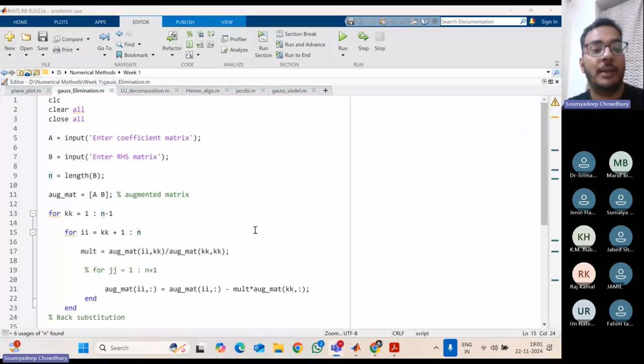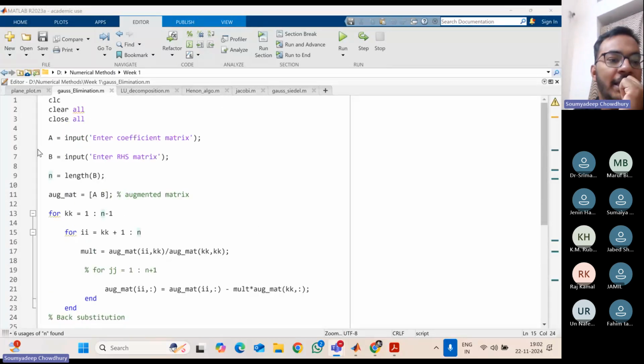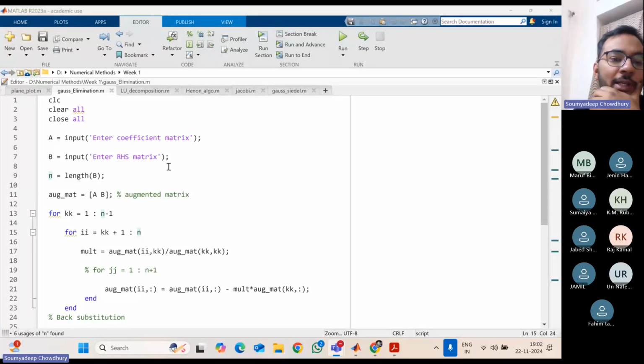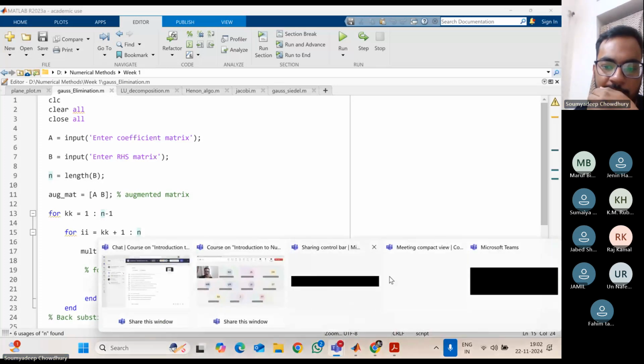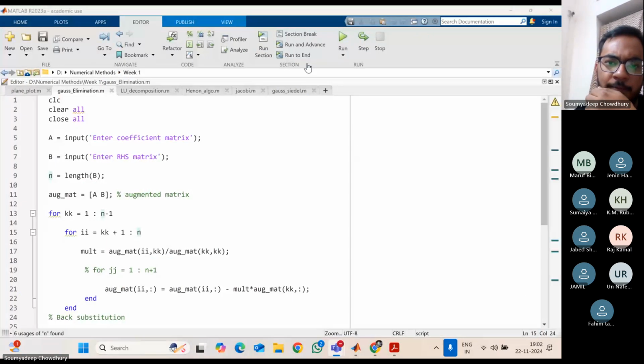So you can see here, I have written the code for this Gaussian elimination technique. So I'll explain you line by line. I'll explain how I have written the code. See, first of all, line 5 and line 7, I have entered the A, which is the coefficient matrix, and B, which is the RHS matrix, right? Then I have found out how many unknowns are there, whether it is 3 unknowns, 4 unknowns, 5 unknowns. It can be anything, right? So n is the number of unknowns.